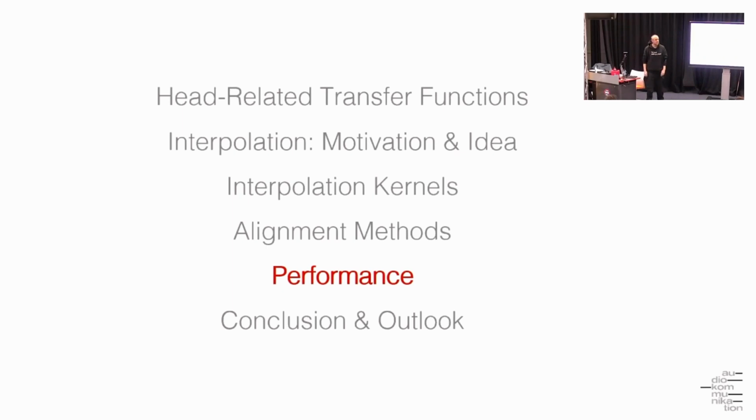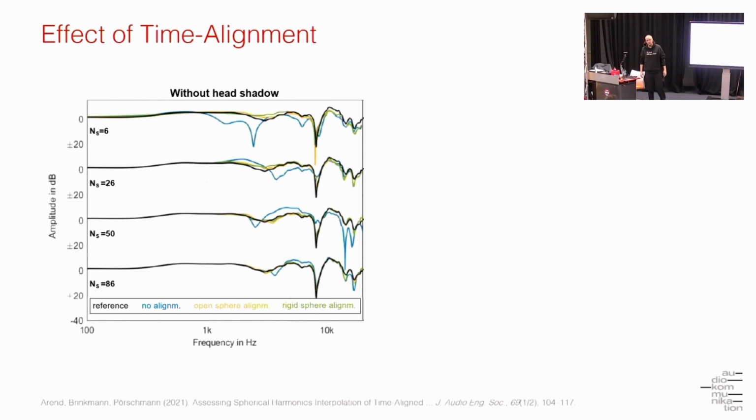So this means we know what HRTFs are, we know why we should interpolate and how we interpolate. Now it gets interesting. How does it perform in detail? And I want to start with looking at the effect of time alignment. So in black, I'm showing you a reference HRTF, which we want to interpolate. And this is an HRTF outside the head-shadow region.